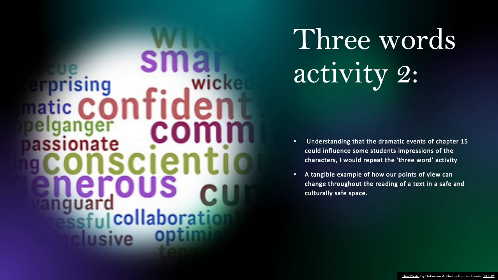Understanding that the dramatic events of Chapter 15 could influence individual students' impressions of the characters, I would repeat the 3-word activity, asking students to discuss in small groups and then with the class as a whole if the words changed and why. By using the 3 words approach before and after the reading, students are provided with a tangible example of how our points of view change throughout the reading of a text.